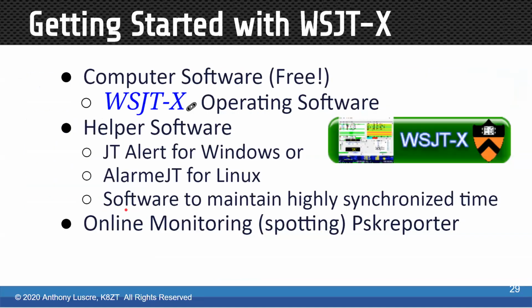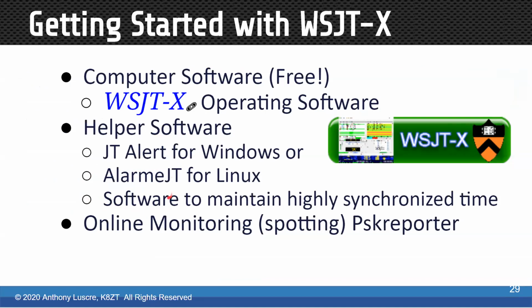So this is the software you want, the WSJT-X software, and there's also a couple other pieces of software that you might find helpful. JT Alert and Alarm JT are two pieces of software that work in conjunction with WSJT-X, and they give you more information on the stations you're working, and I'll demonstrate those a little bit later. One is for Windows and one is available for Linux.